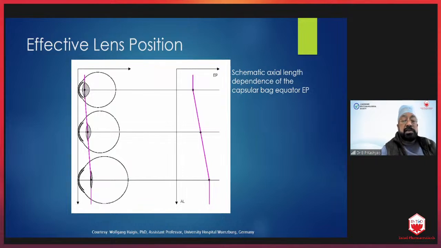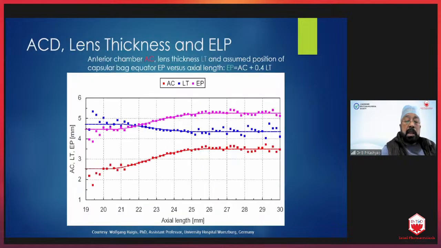So you have to slightly modify your ways and use different kinds of formulas which suit. And then there is the effective lens position. Whenever we put the intraocular lens inside the eye, it does not remain where we have put it. Ultimately, it will go to the center of the limbus. If it is a very long eye or a very short eye, you can see what the effective lens position is, and this will change the scenario of your visual outcome. Effective lens position is equal to ACD plus 0.4 times lens thickness. So lens thickness is also important. They all vary according to the axial length of the eyeball. So ACD becomes important because of the ACD, the lens thickness and the effective position of the lens.